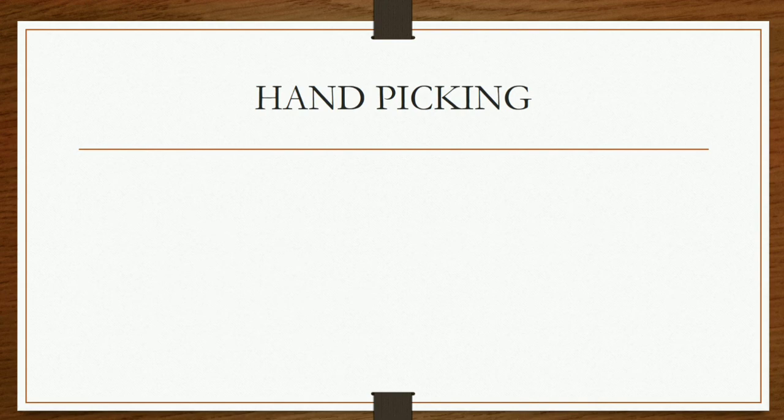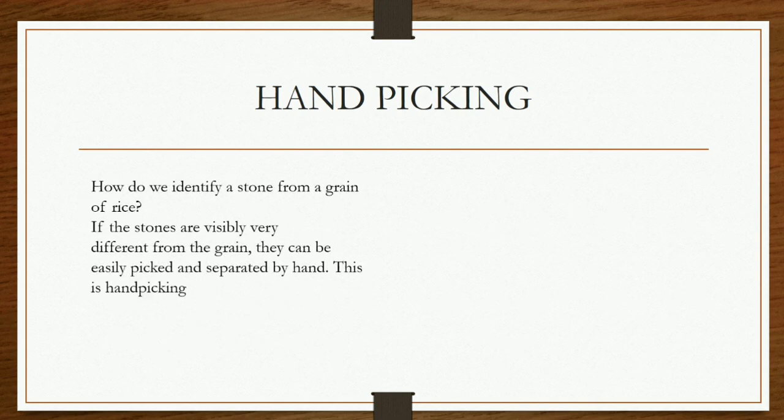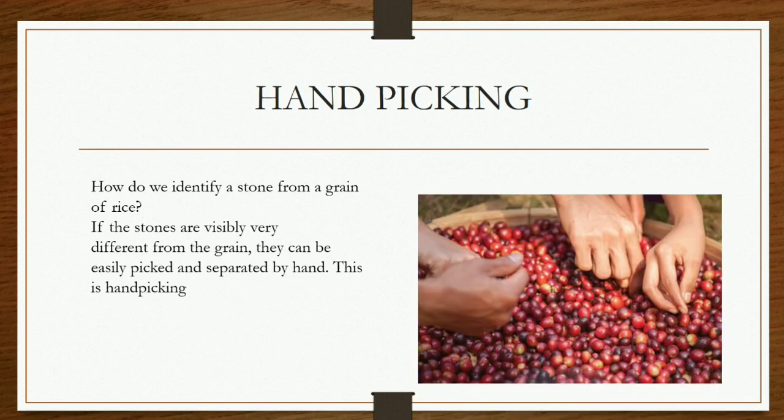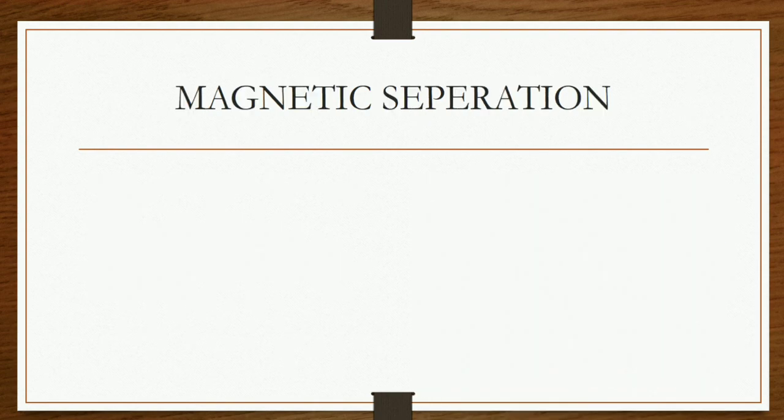Hand picking. How do we identify a stone from a grain or rice? Yes, the stones which are visible to the human eye, we can easily identify and pick off from the grain. So they can be easily separated by just picking by hand. So this method is called hand picking.